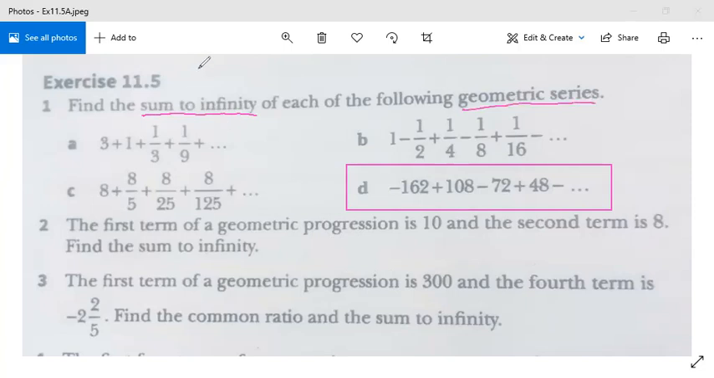Sum to infinity is symbolized by S and then the sign of infinity. And the formula is S infinity is equal to A upon 1 minus R, where A is the first term of the GP and R is the common ratio in the given GP. Okay, so now all these parts are the same. So I'm doing part D.